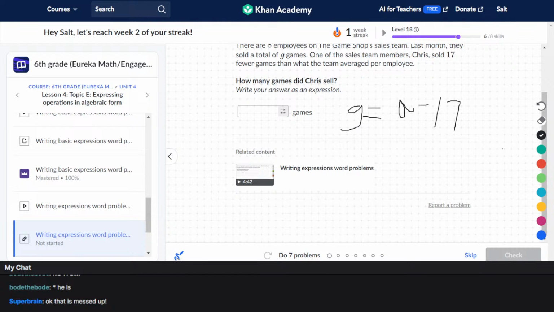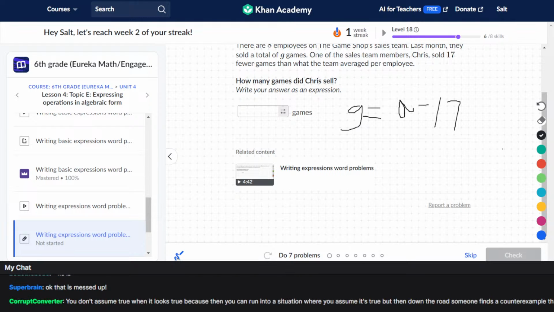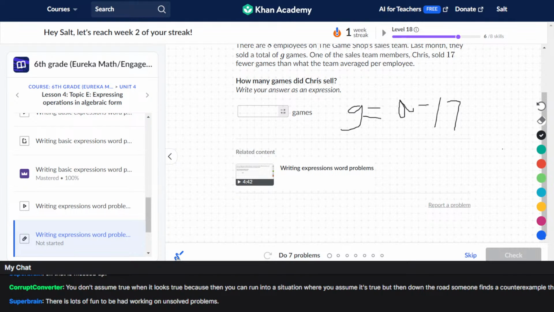Okay, that was messed up. The parents were so confused. They thought the toddler had a learning disability or something, but it was just because when the parents weren't around, he was just messing with the kid.